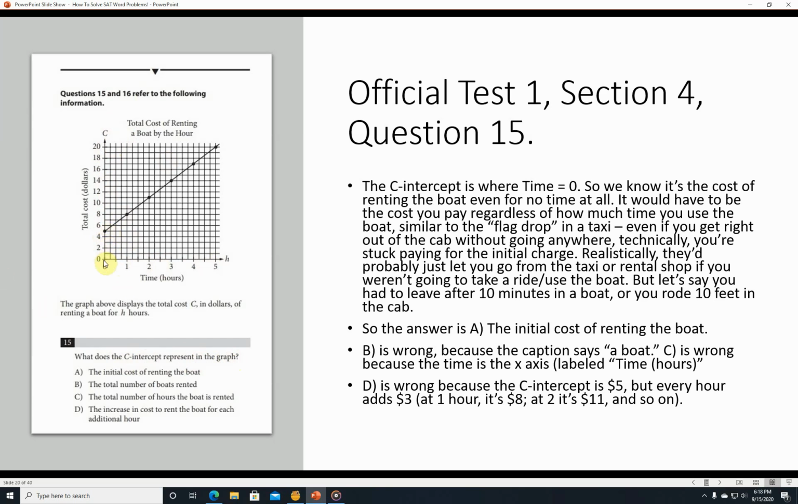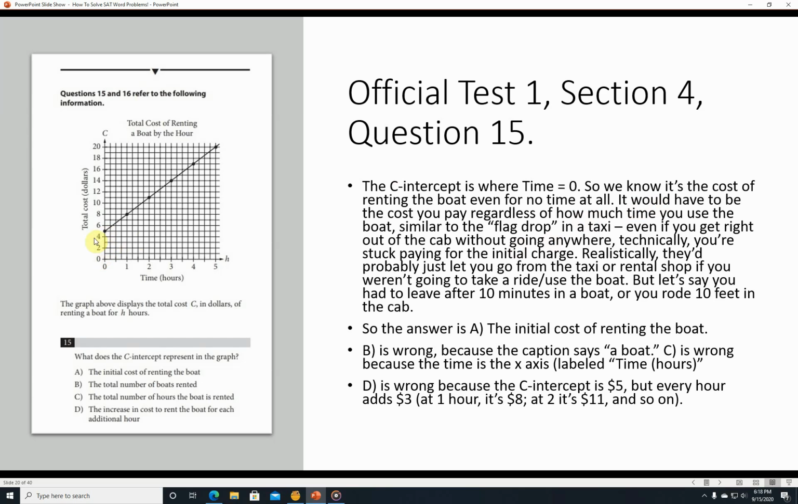We can see that where the time is 0, or x is equal to 0, or h is equal to 0, whatever you want to call it, if you haven't rented it for any hours, you're still paying $5. This is very similar to the flag drop in a taxi. Even if you got into a cab and the meter started running, and you got out without going anywhere, technically you'd be stuck paying the initial charge. So this is similar.